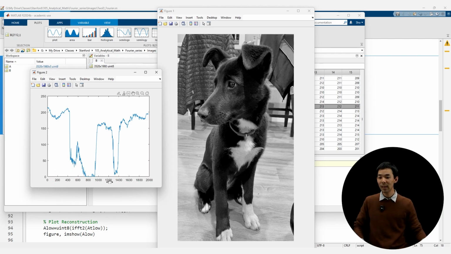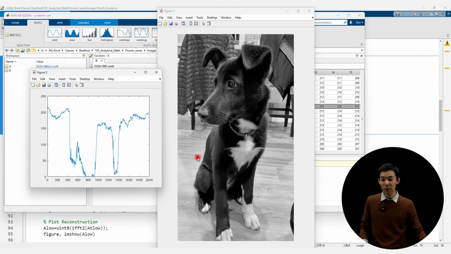Now, you can see the x direction has a maximum distance of 1,980, which is the number of pixels along the x direction. Very early on, for small x, the values are pretty high, very close to the maximum value, around 200. That's probably the background floor, which is pretty bright, so it needs a lot of signal there to capture that brightness.